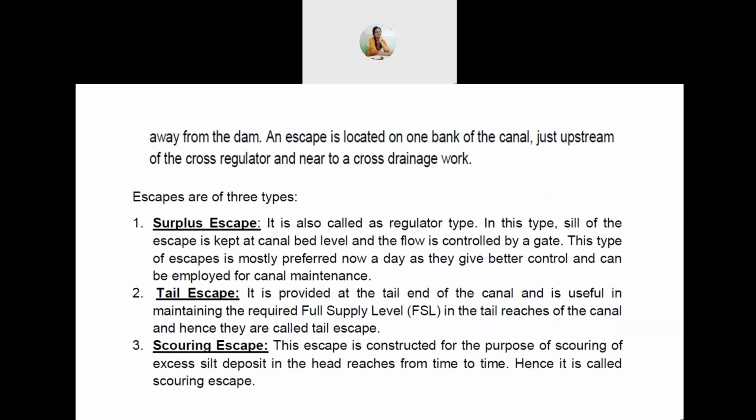Next, tail escape. It is provided at the tail end of the canal and is useful in maintaining the required full supply level, FSL, in the tail reaches of the canal, and hence it is called tail escape. Next, scouring escape. This escape is constructed for the purpose of scouring excess silt deposit in the head reaches from time to time. Hence, it is called scouring escape.